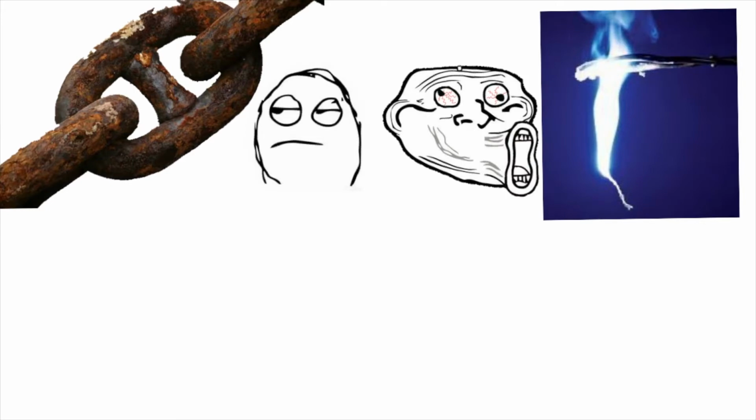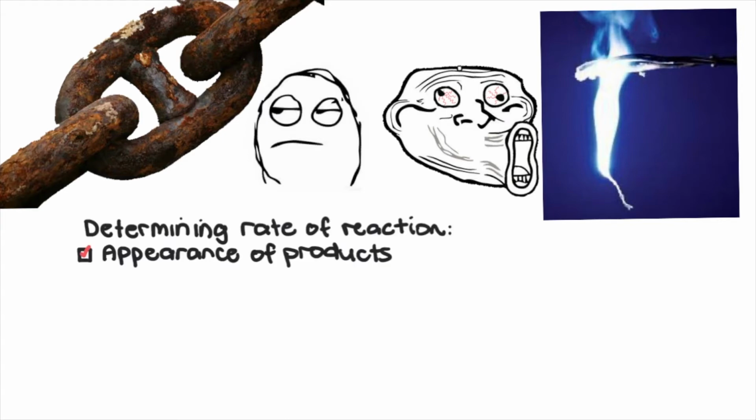When you look at the rusting of iron or the burning of magnesium, it's pretty easy to tell which reaction occurs at a faster rate. Usually you can determine the rate of reaction by the appearance of products or the disappearance of reactants. But what's actually going on at the atomic level?